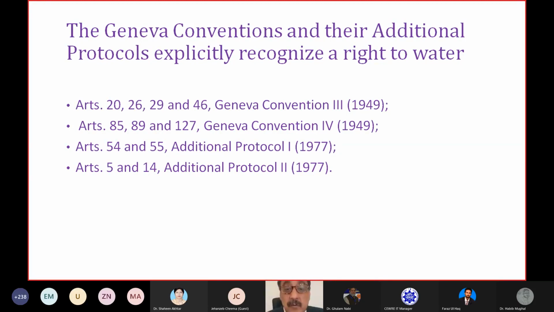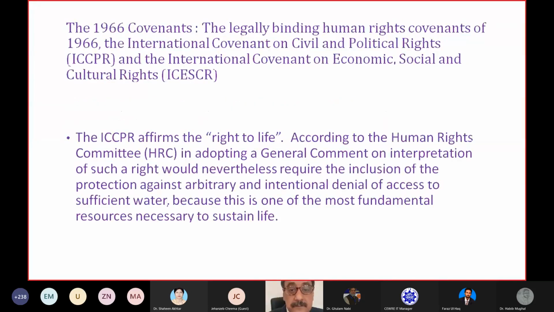And then additional protocols were signed in 1977. And those two protocols, Protocol 1 and 2, both include water as human rights. In Protocol 1, this is Articles 54 and 55. And in Articles 5 and 14 of Protocol 2, it is mentioned like that. Then there are covenants which also support it.